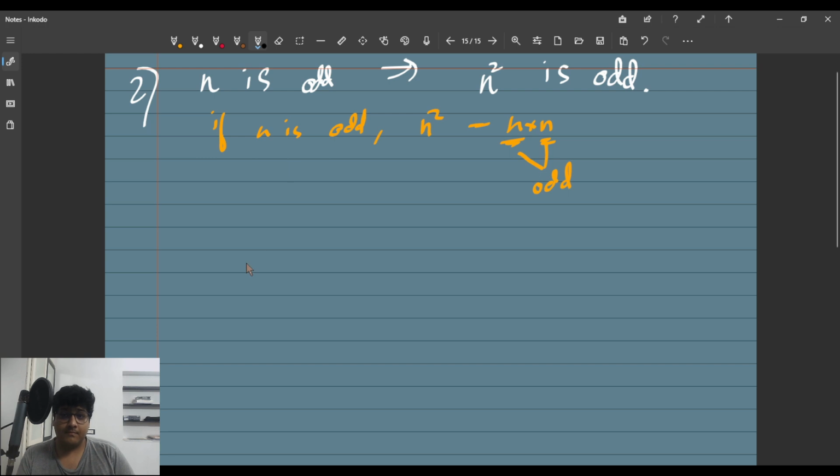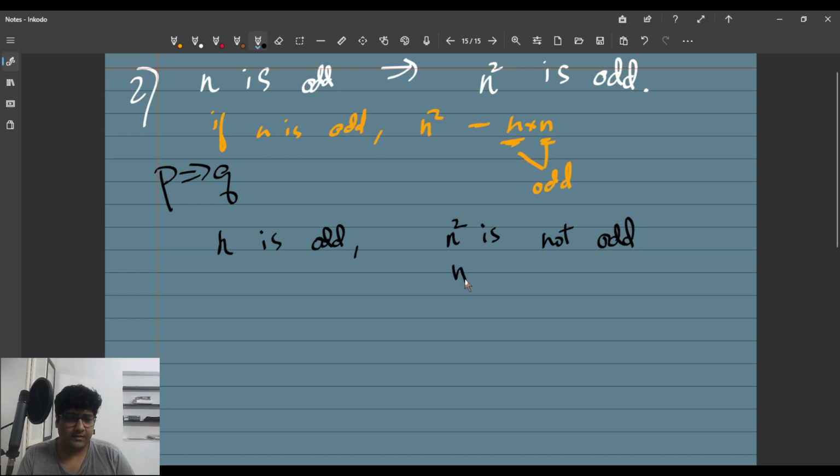Assume that n is odd, because P implies Q means when P happens then Q should happen. So we assume that P happens and Q doesn't happen, right? And not Q: n square is not odd. That is, n square is even.